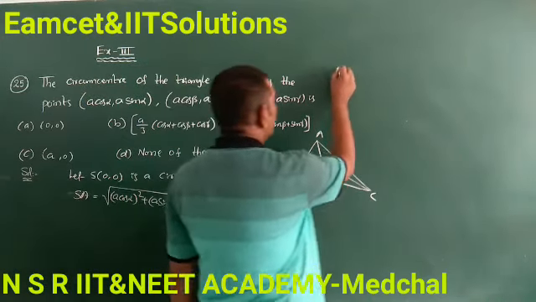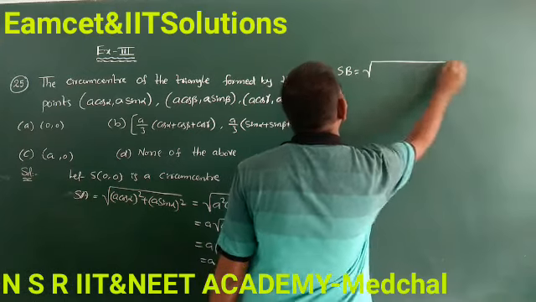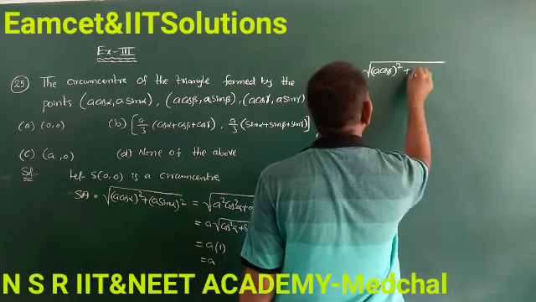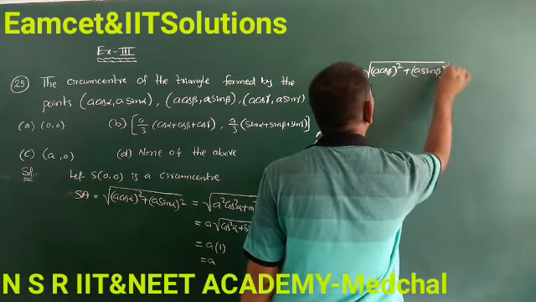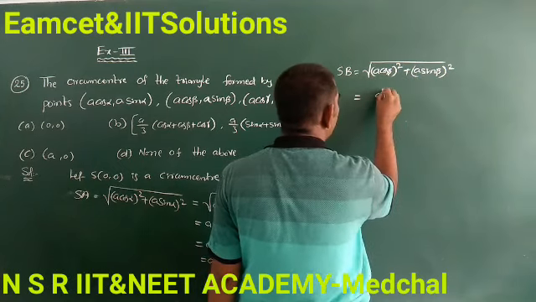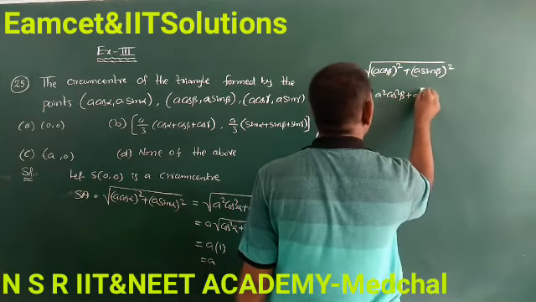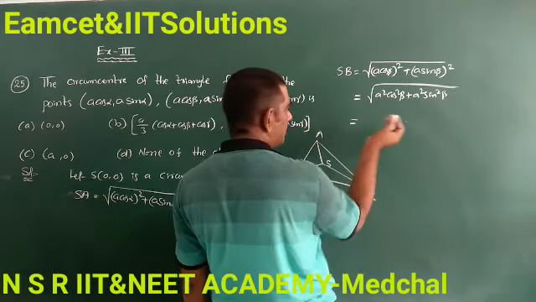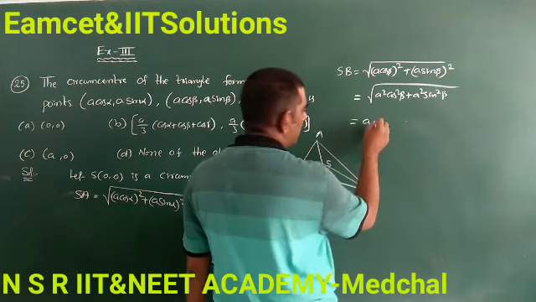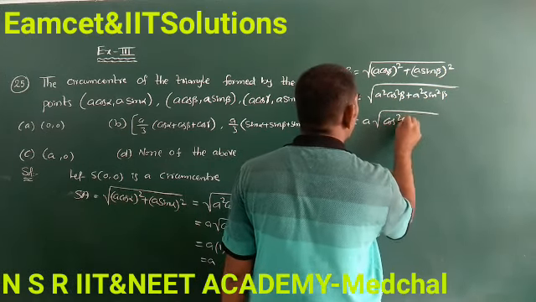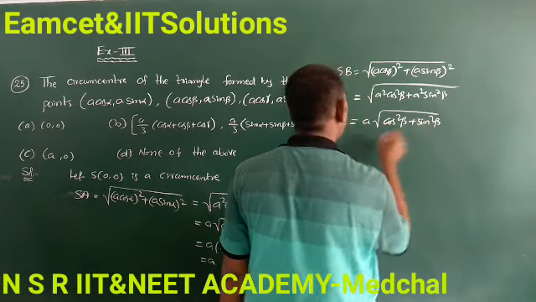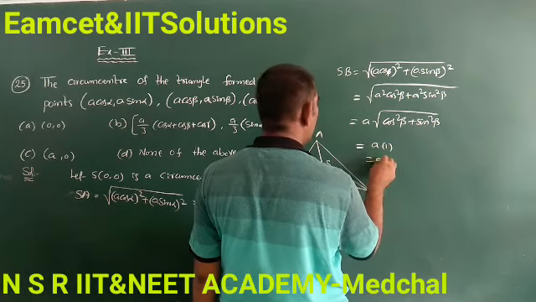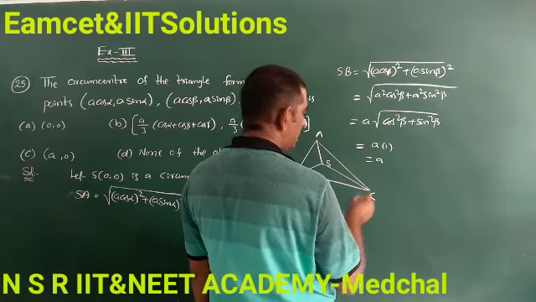So similarly find out the value of SB distance. So (a cos beta) whole square plus (a sin beta) whole square is equal to square root of a square cos square beta plus a square sin square beta. Take a square as common. So square root of a square we get a into square root of cos square beta plus sin square beta. So cos square beta plus sin square beta equal to 1, square root of 1 is 1. So 1 into a equal to a. So SB value is also a.